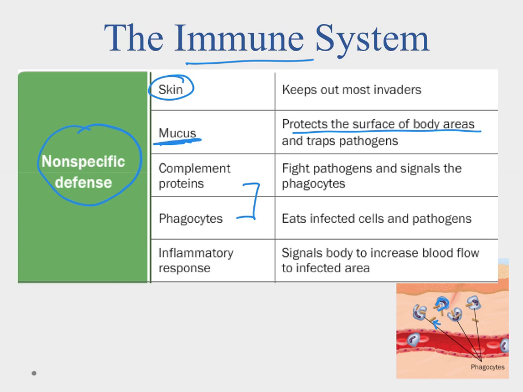We also can have an inflammatory response, which will increase blood flow to that area. So that's why if you have a little cut or something and it gets red around it, it's inflamed. What that is, it's not on fire, but it's sending more blood to the area so that we can get all of these different complement proteins and phagocytes and things to this site so that they can fight that foreign body or those pathogens that are there.